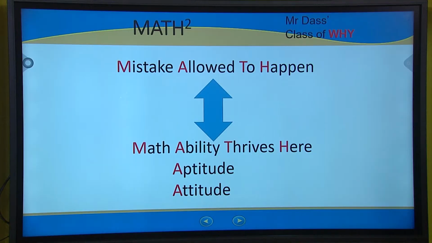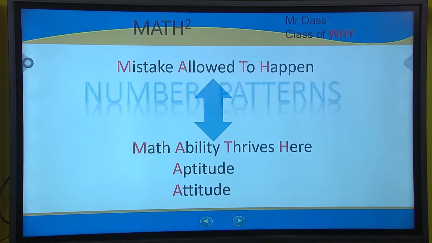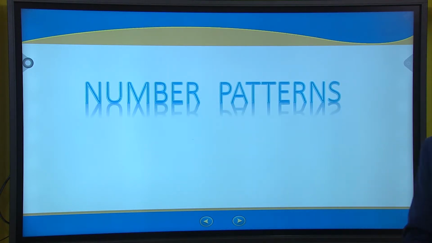The second part of that is that maths stands for maths ability thrives here. So maths will flourish. You will get excited about it if you have the right attitude for that. And that will only happen if mistakes are allowed to happen. All right, so I hope you keep that attitude in mind as we go through this section of work.